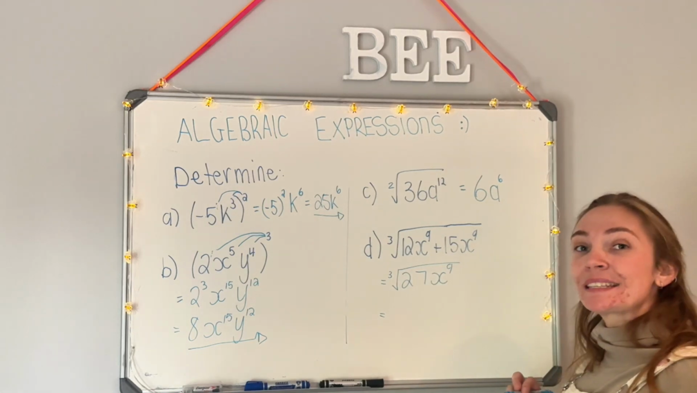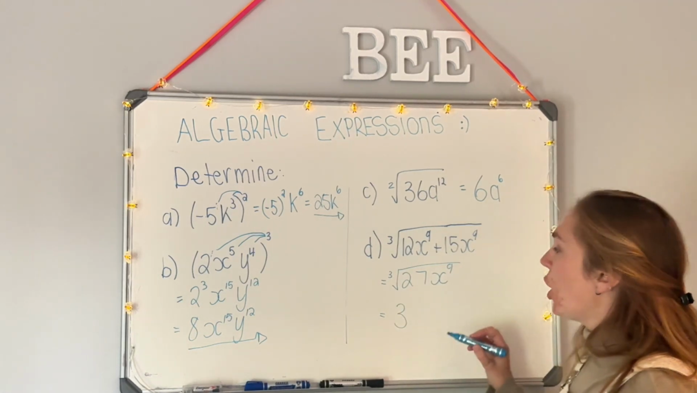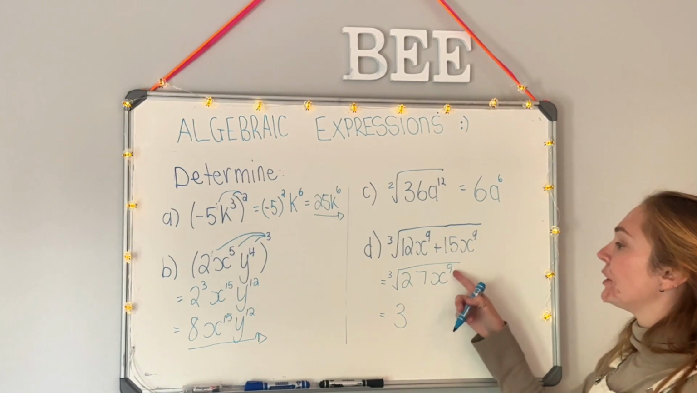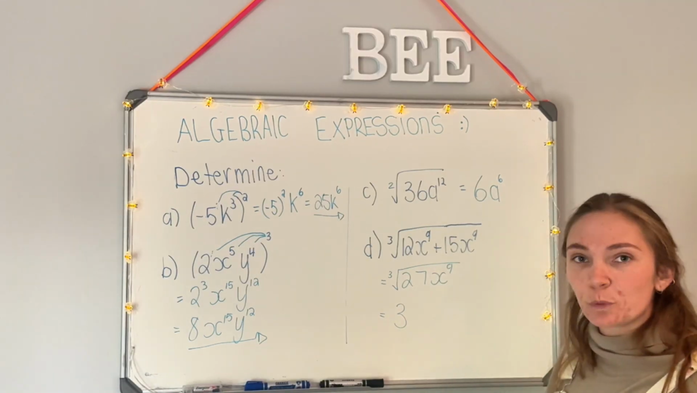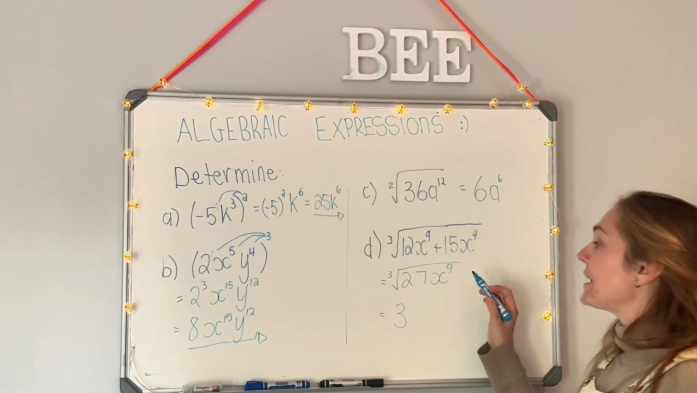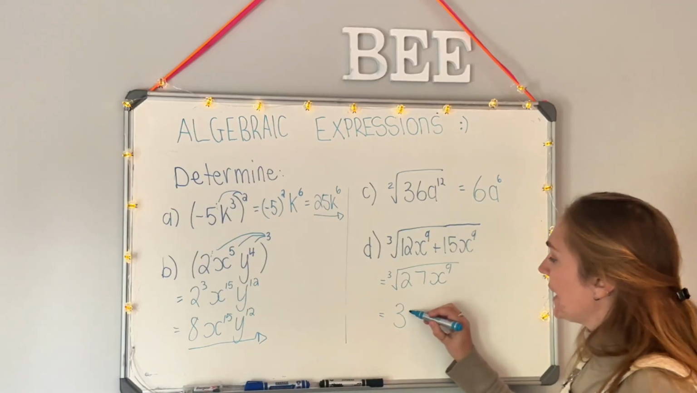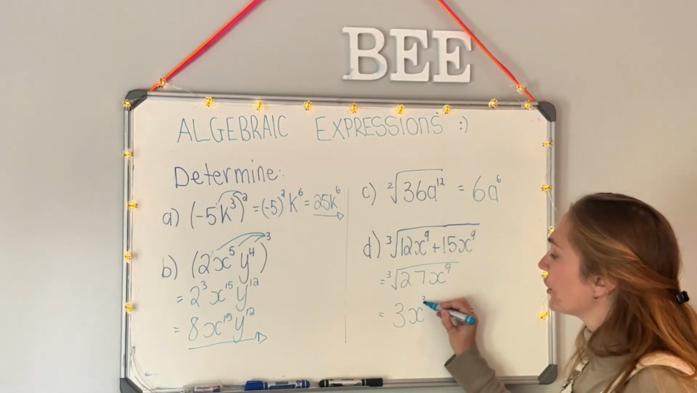Now we can go work with our cube root because we've got one term underneath. What is the cube root of 27? 3. What did we say we do when we've got our variable and an exponent? We divide with roots. So x to the power of 9 divided by 3 is x to the power of 3.